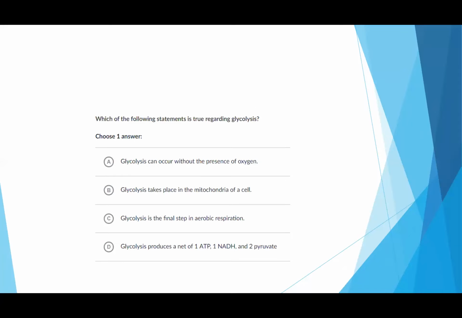Which of the following statements is true regarding glycolysis? Glycolysis can occur without the presence of oxygen. Glycolysis takes place in the mitochondria of a cell. Glycolysis is the final step in anaerobic respiration. Sir, sure? Not D? No. Let's see the answer.